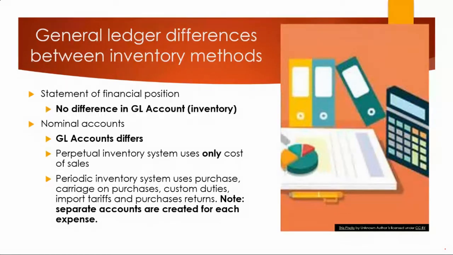Okay, so this is when we're looking at just the trial balance or just our financial statements. This would be the main differences. There would be no difference in the inventory accounts because we do a physical stock take at year end. The balances will be exactly the same. It will only be on the nominal accounts, which are your income and expense accounts, that will have differences on the expenses. Perpetual will only have a cost of sales account, whereas periodic inventory will have all of those various expense accounts that we will use to work out the cost of sales when we do our year-end procedures.